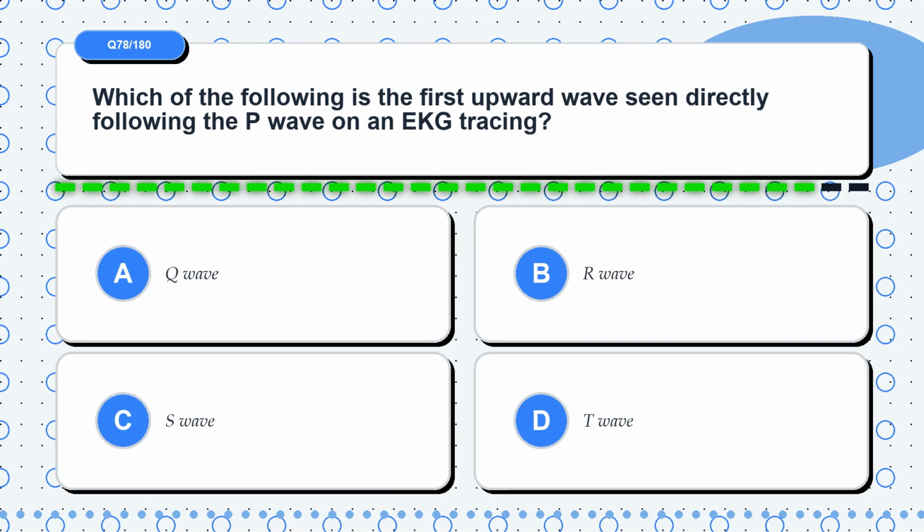Question 78. Which of the following is the first upward wave seen directly following the P wave on an EKG tracing? Here are the options. Option A, U wave. Option B, R wave. Option C, S wave. Option D, T wave.